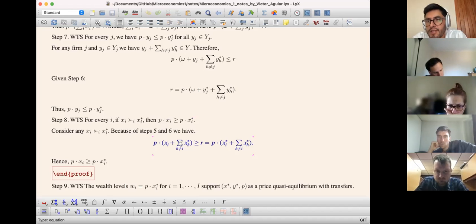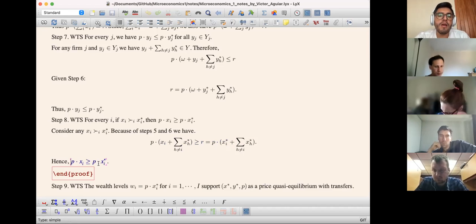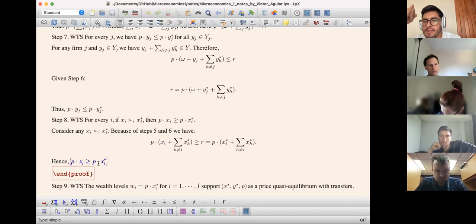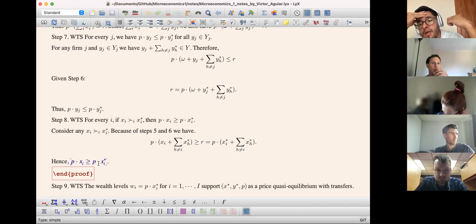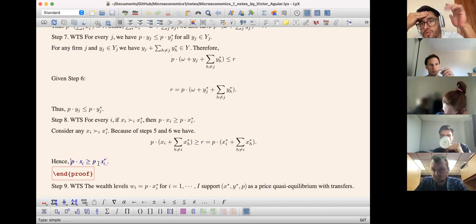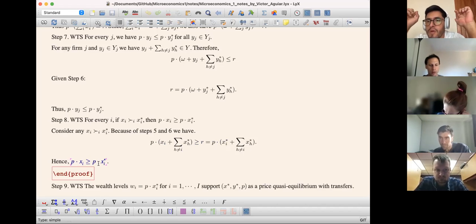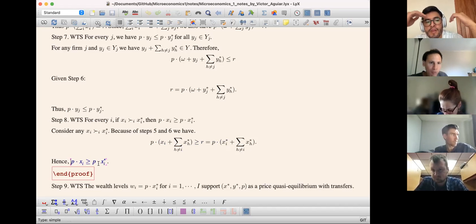So the first thing is above the second, and now I just cancel out the terms with the summation with respect to subindex h. This dies off, and this gives me that p times xi is greater than or equal to p times xi star. So in other words, right now I have shown that this is a price quasi-equilibrium with transfers. I found a price system. I show that this price system induces firms to profit maximize. I've shown that this induces consumers to do expenditure minimization, call it. And then I also show that markets clear, okay?